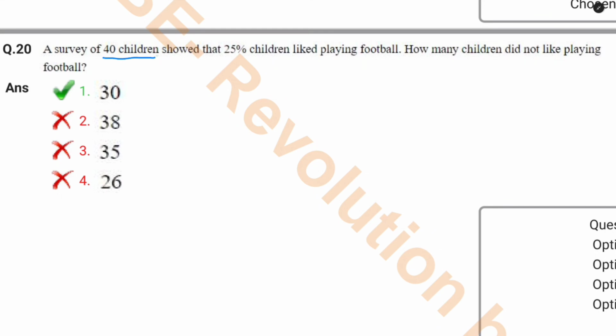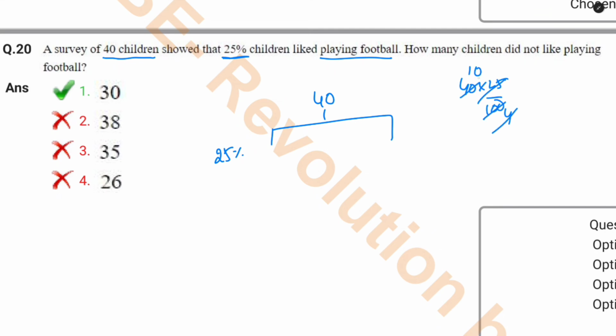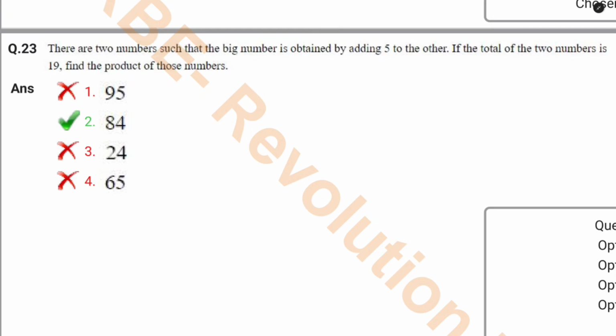A survey of 40 children showed that 25% of children liked playing football. So out of a total of 40, 25%, 40 into 25%, it will be 10. The remaining will be 30. So if 10 liked playing football, then the other children did not like football. So how many are there? 30.